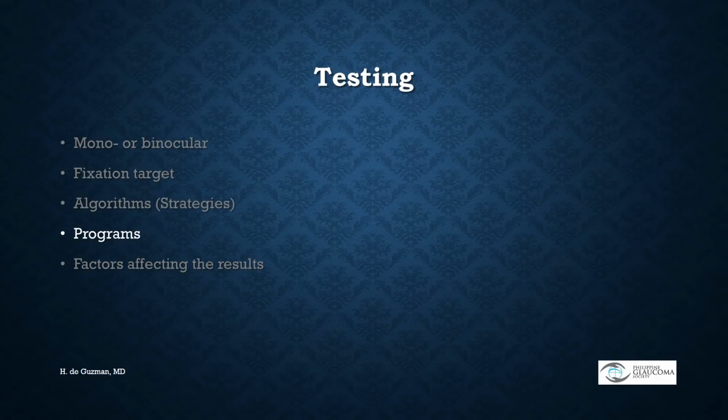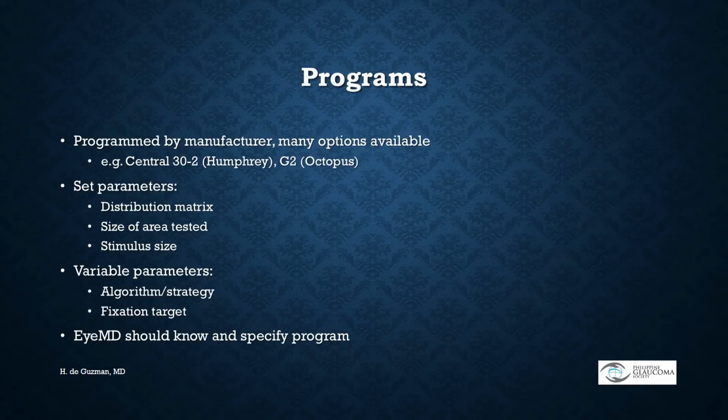Various machines have different programs that are available for you to choose from. When we choose a program, there are certain parameters that are already set, or they come with that program, and then there are certain parameters that we can choose ourselves, such as the algorithm or strategy to use. Ideally, we should specify what program we want for each individual patient and not leave it up to the staff in the eye center to decide what program to use or to just use whatever is their default program. In my second lecture on perimetry, I will be discussing in more detail the different programs.